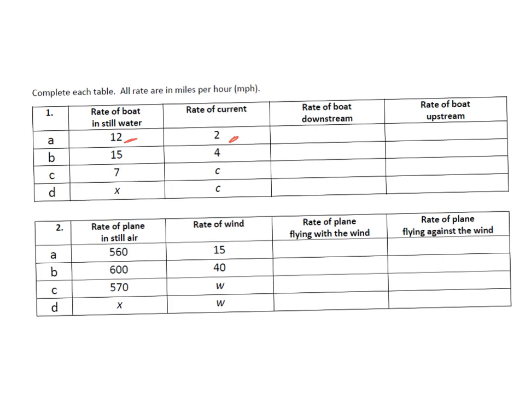Well, downstream, we're going with the current. So we add. So that would be 12 plus 2, or 14 miles per hour. Whereas the rate of the boat upstream is against the current. That would be 12 minus 2, which is 10 miles per hour. So I'd like you to fill in the chart. Pause the video and then restart it.